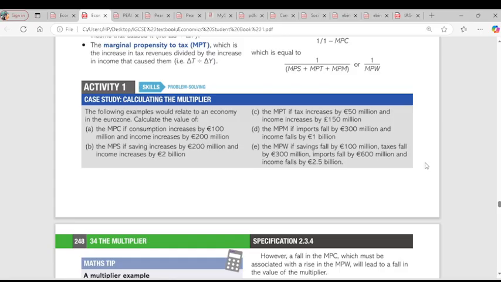MPS is change in savings over change in income. But now, you see they wrote 200 over 2 billion. If you do 200 over 2 billion this way, you're not going to get the right figure. So what you do is 200 divided by 2,000 million. 1,000 million is 1 billion. You get it? So this is how you calculate in economics. When you have billions, you don't calculate in billions, you calculate in millions. 1,000 million. Is it clear? So it's 200 over this, it gives us 0.1 and the rest. I think they are clear, right?